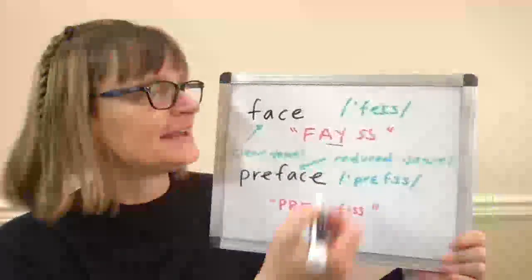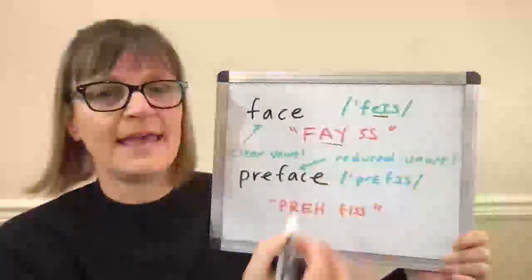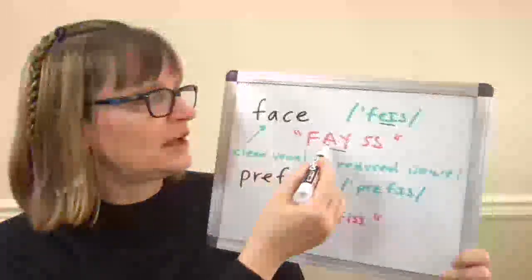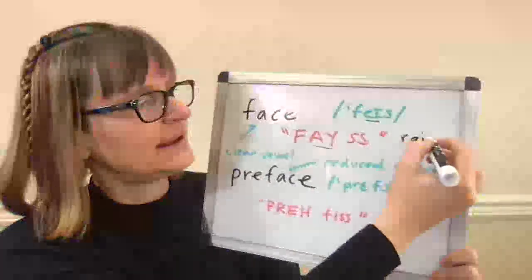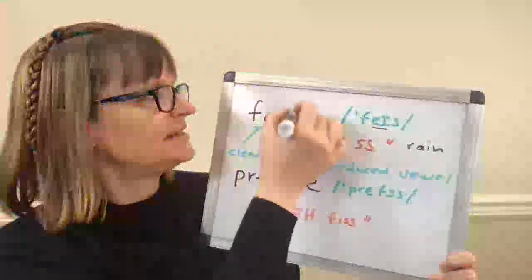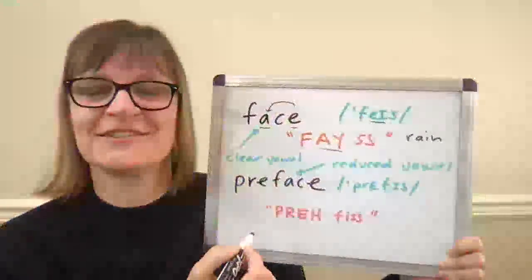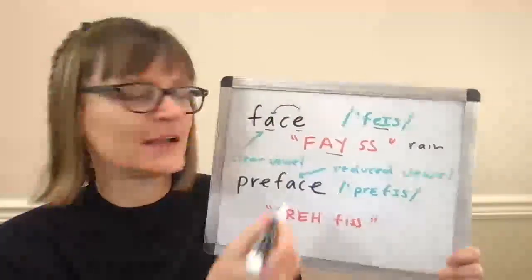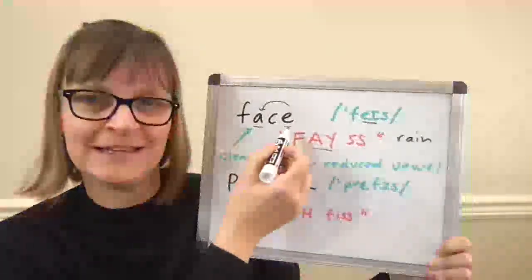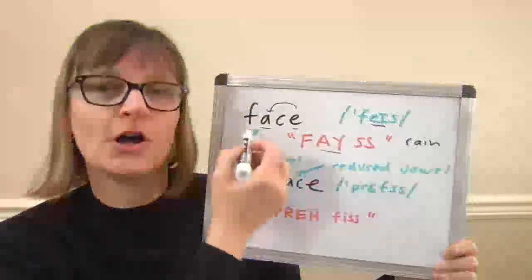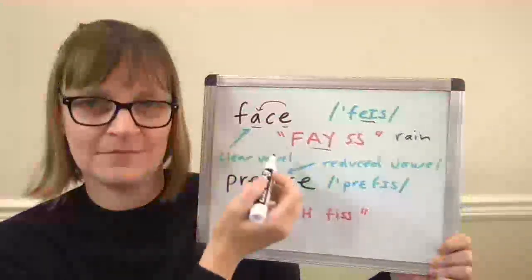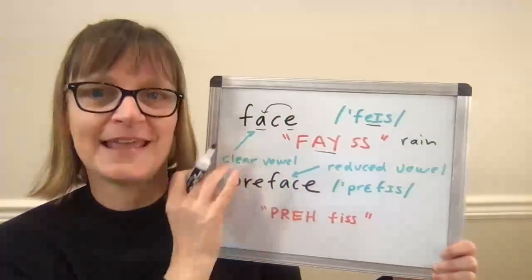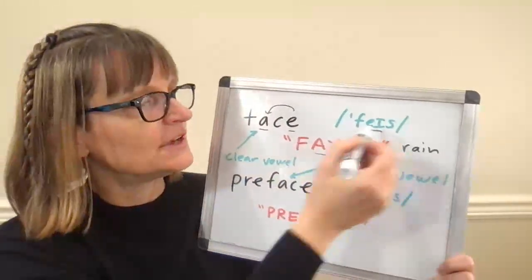So in face, we have the diphthong A, which typically we spell with AY, AI, like in rain, or an A plus an E, like in face. So it does follow the rules for spelling, where when we put a silent E at the end of the word, it makes the letter say its name. So the letter A does say A, which is a diphthong.